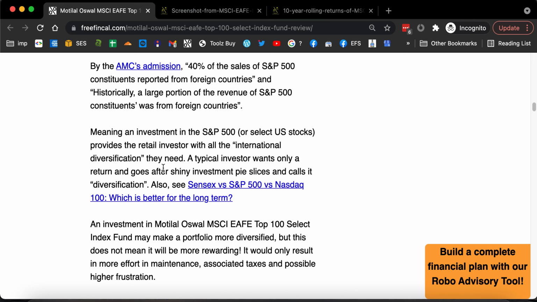But there's another thing you should understand if you are going to chase returns, which is what most people do. I have recently compared S&P 500 with the Sensex. You can have a look at that video and understand what to expect over the long term. I'm not saying don't invest outside India. But if you are going to invest, you must be ready for both the good and bad. So obviously, our recommendation for the EAFE Top 100 is to avoid it.